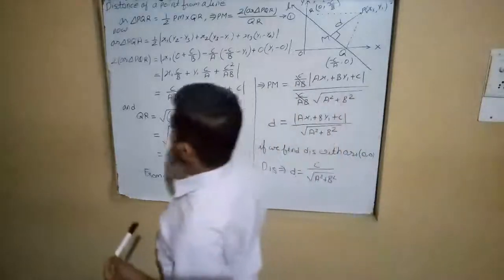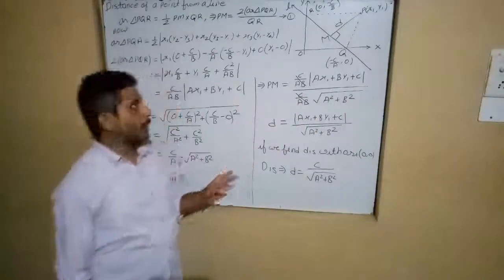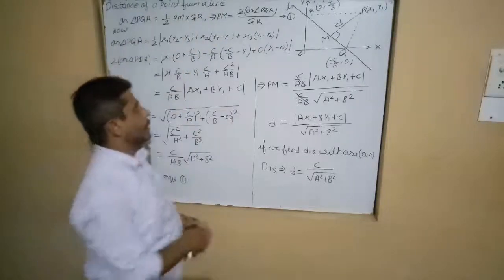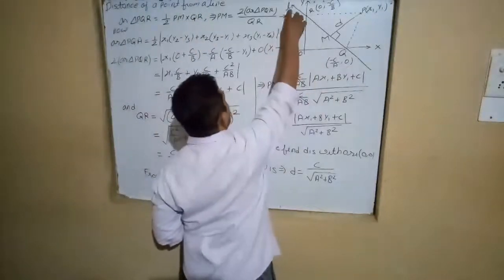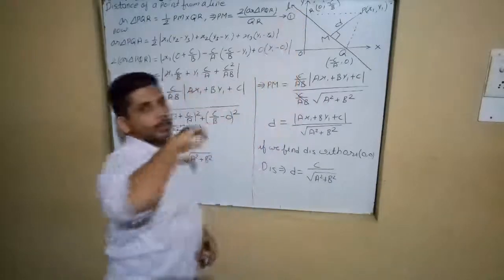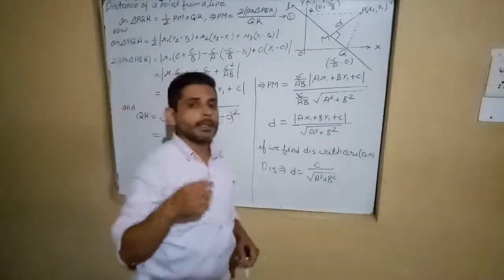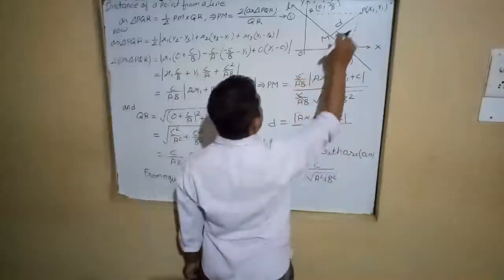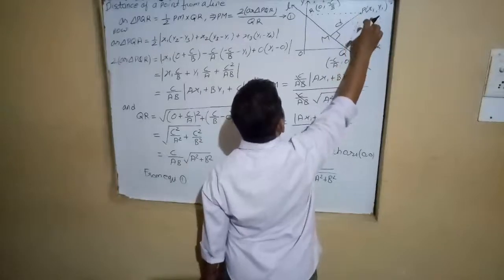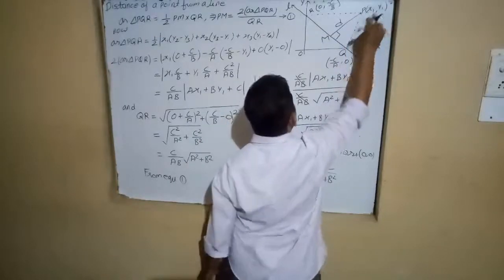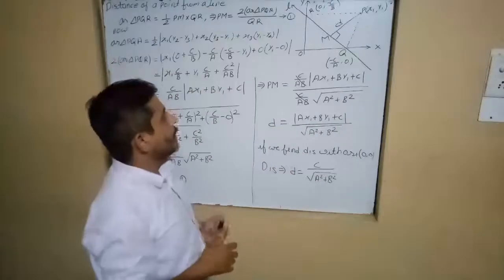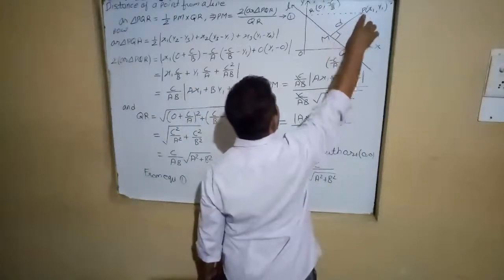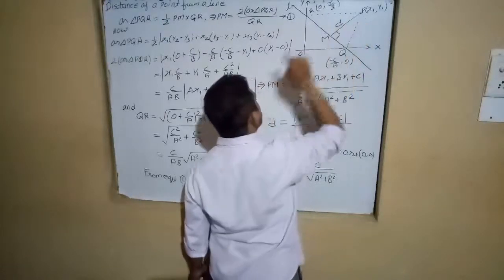Okay student, now look at here. Here we are talking about the distance of a point from a line. Suppose this is our line L, where L is the general form ax plus by plus c is equal to 0. And this is a point P with coordinates x1, y1, and we want to find the distance of P from the line, which is denoted by d.